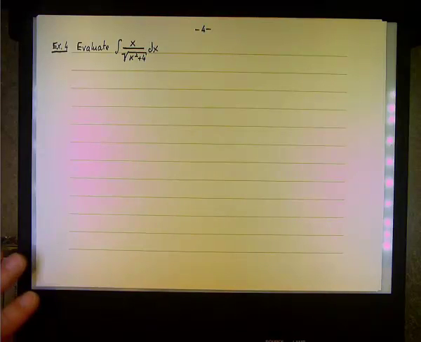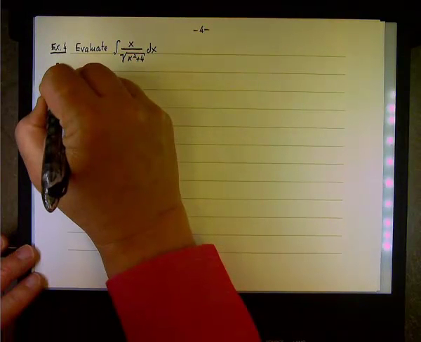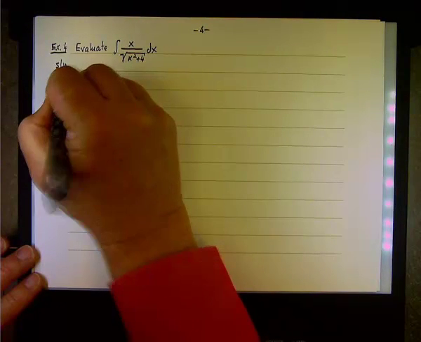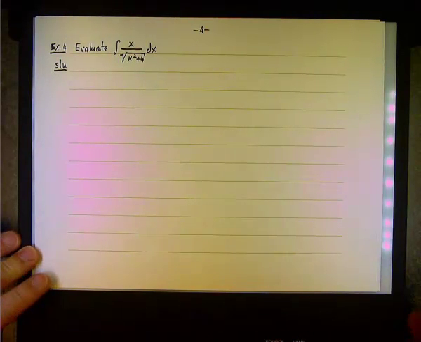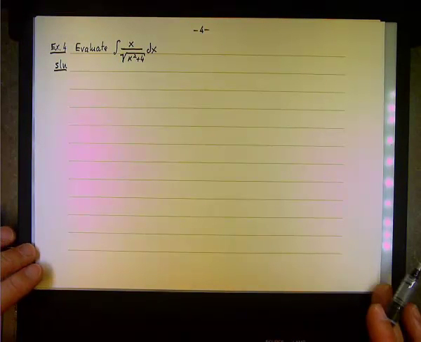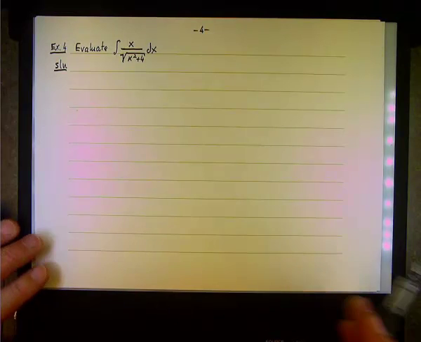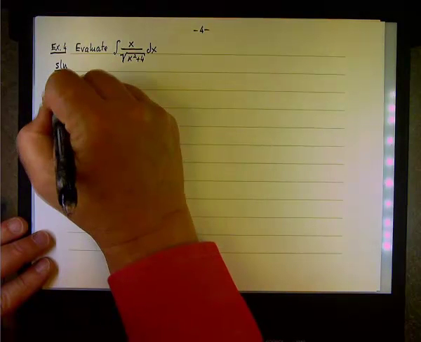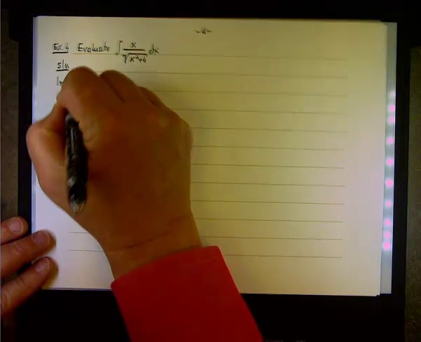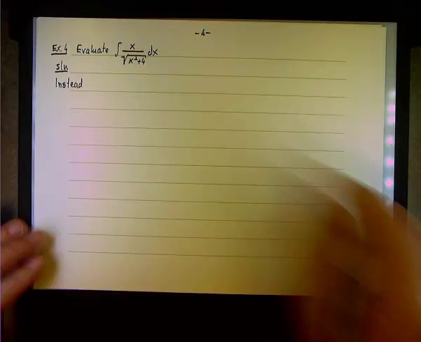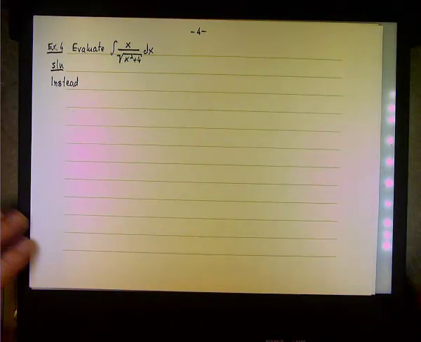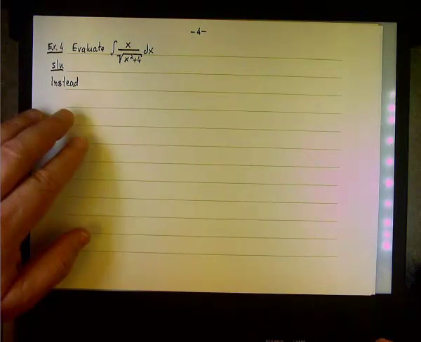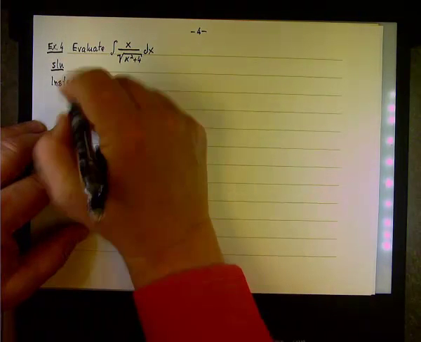The next example, example 4, it looks like we have to repeat the same substitution since we have the square root of x squared plus 4, but the reality is we don't have to do so. And sometimes we need not to lose track of simpler or easier substitution. So you don't want to jump right away to trig substitution.